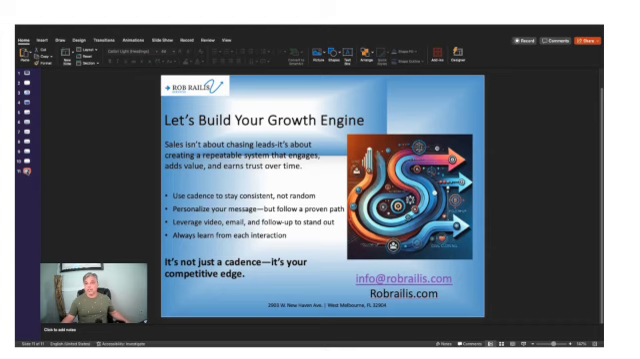So lastly here, let's build your growth engine. Sales is not about chasing leads. It's creating a repeatable system that engages, adds value, and earns trust over time. This is not a one-time shot. This is not something you could do a couple times and forget. You need to create systems that constantly fill your pipeline with new opportunities.